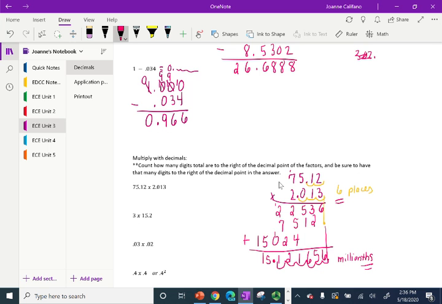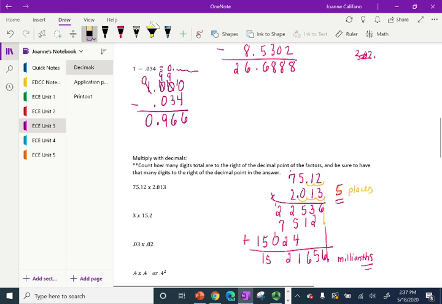You can always, that can't be the right answer, can it? 75 times 2 is 150. Our decimal belongs there. What did I do wrong? I counted wrong. I'll have to redo this whole thing. 1, 2, 3, 4, 5. There's 5 places after the decimal, Joanne. Oh my goodness. Double checking.